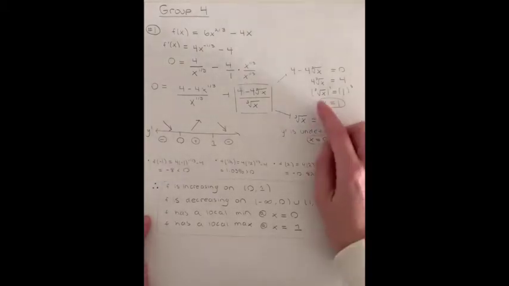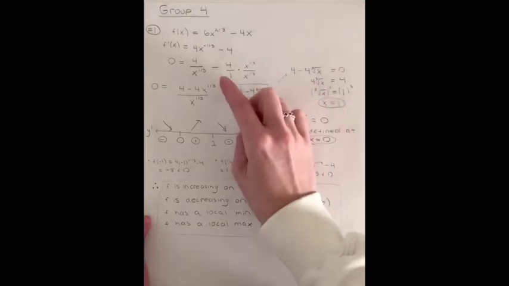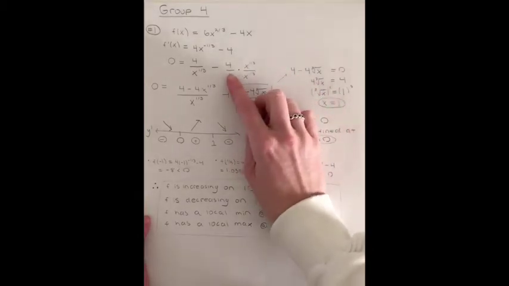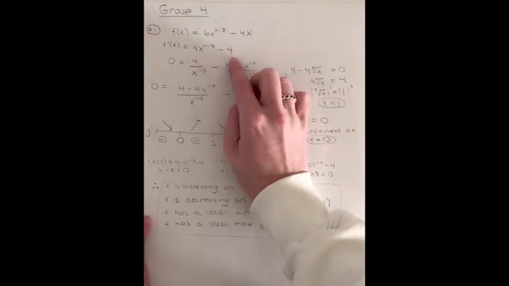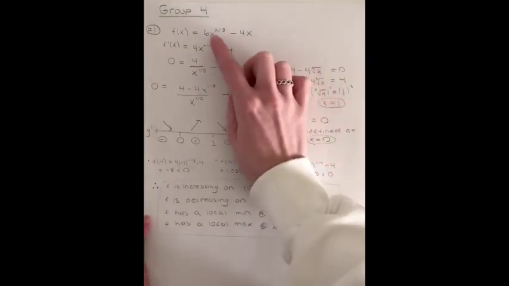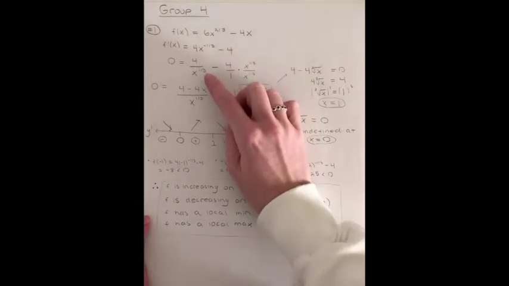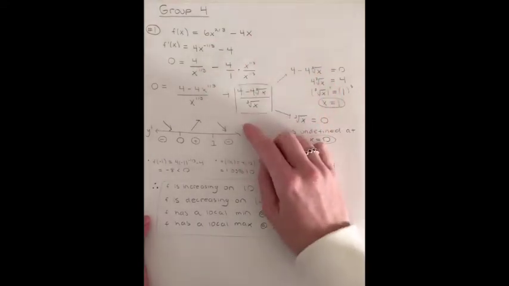To get started, first we want to take the first derivative, and to do so we can use the power rule to get 4x^(-1/3) - 4, because 2/3 times 6 is 4, you subtract 1 here, and this x cancels out.